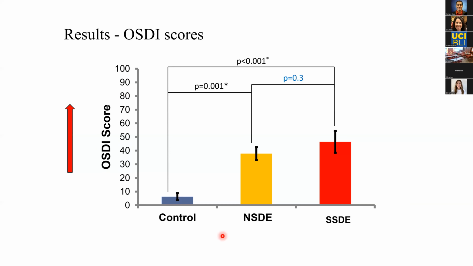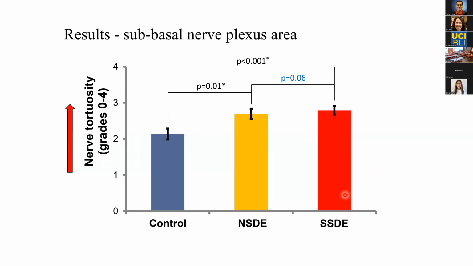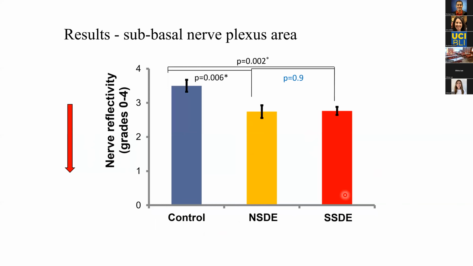So that makes sense. But then we looked at the nerve density, and like you would expect, based on what I showed you earlier, the nerve density is decreased in both groups compared to control, but especially the more severely affected dry eye patients had less nerves. How about the nerve tortuosity? Similar. And how about the nerve reflectivity? Similar, maybe not statistically significant between the two groups.